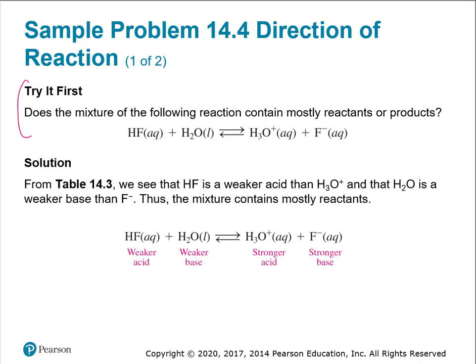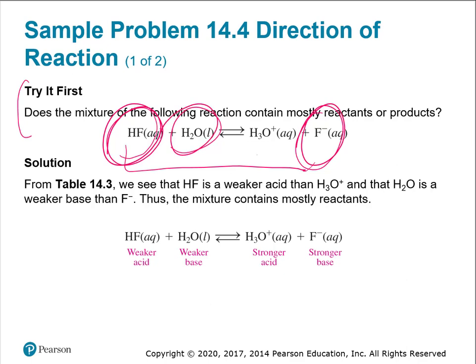Let's look to see what we have here. HF, and its buddy on the other side is going to be F minus, and we have H2O and H3O plus that are going to be pairs. HF is hydrofluoric acid. It's not on my strong acid list, so it's going to be a weak acid. And obviously on the right F minus is one hydrogen shy, so this is going to be the conjugate base.